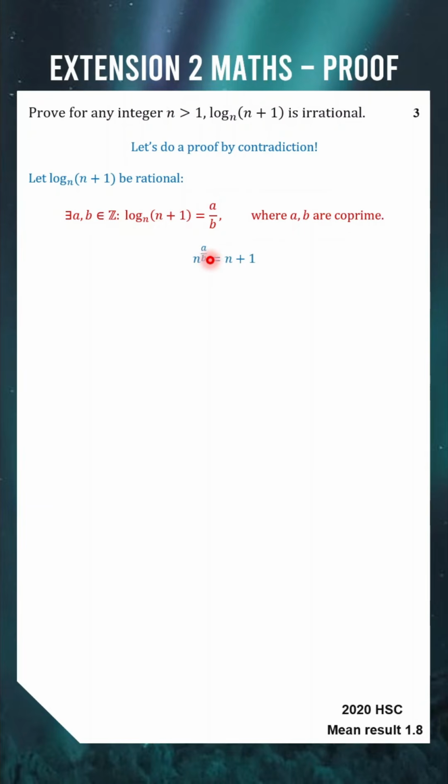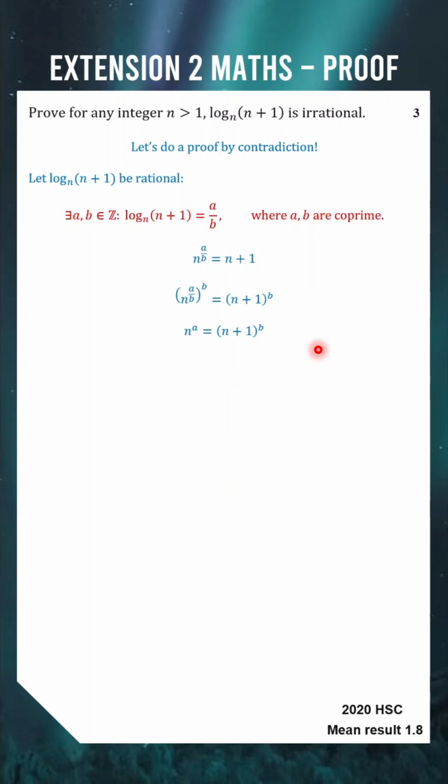So we're going to take that expression and transform it into an exponential equation. The way we do that is by writing n to the power of a over b is equal to n plus 1. So just translating our log equation into an exponential equation. Now to make it a bit easier to work with, we're going to take both sides to the power of b, because on the left-hand side, these two powers are going to multiply and the b's will cancel out, leaving me with n to the power of a equals n plus 1 to the power of b.